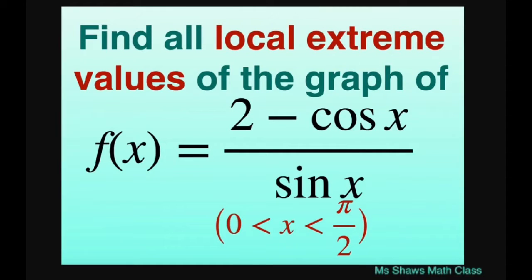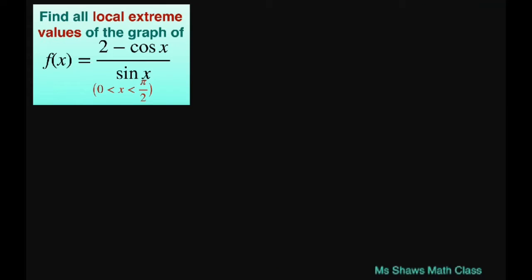Everyone. We're going to find all local extreme values of the graph of f of x equals (2 minus cosine of x) divided by sine of x, bounded by the interval 0 to pi divided by 2. All right, so let's look at this. We want to find the horizontal tangent where f prime of x equals 0. And then we can determine if it's a minimum or maximum value by looking at the graph or a sign diagram. So let's see what we have.